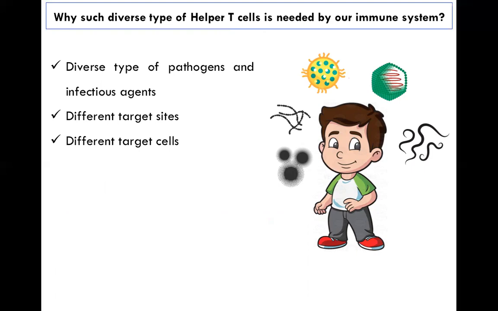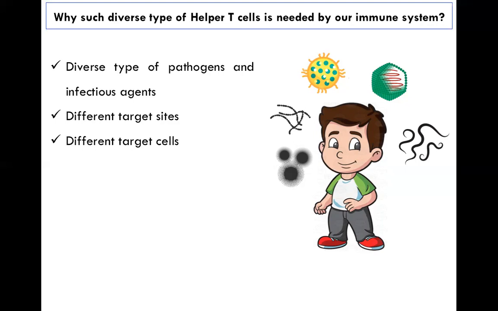Why is such a diverse type of helper T cell needed by our immune system? The answer to this question is easy to understand, because we have millions of different kinds of pathogens. They could be different kinds of bacteria, viruses, several kinds of parasites, and a lot of toxic materials. Because we have different types of pathogens and infectious agents, we need different types of subsets of helper T cells.